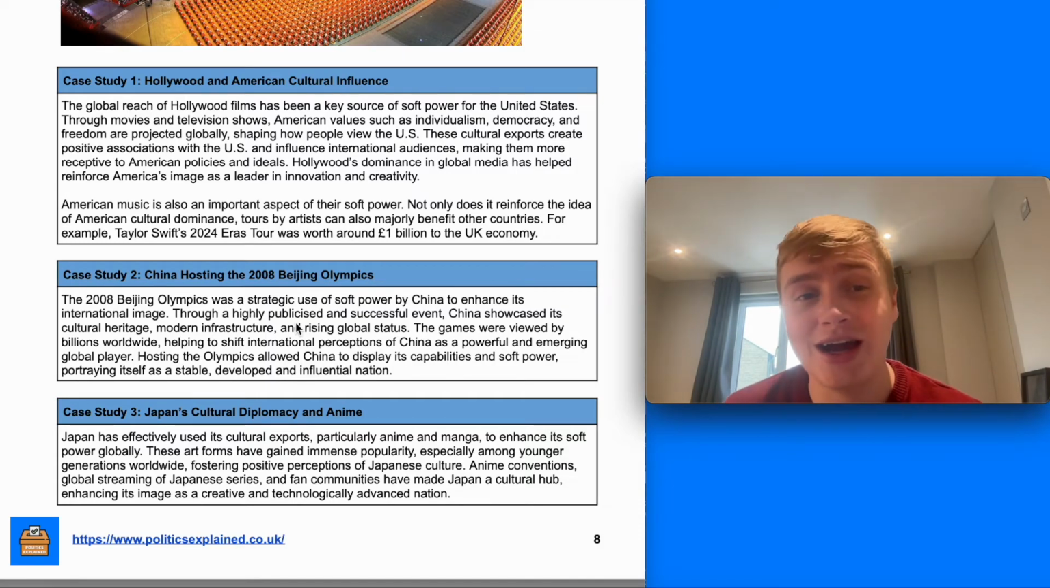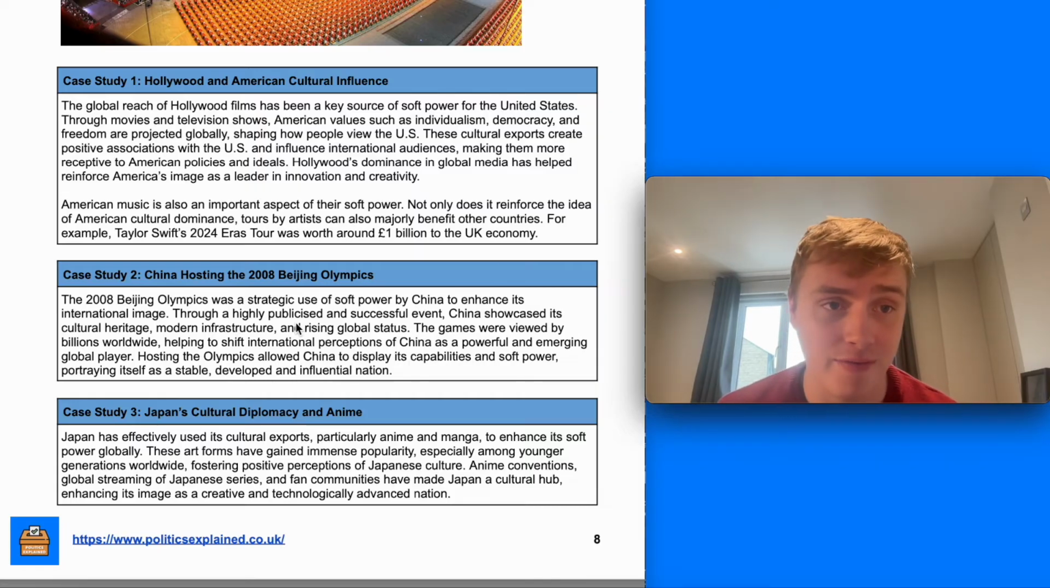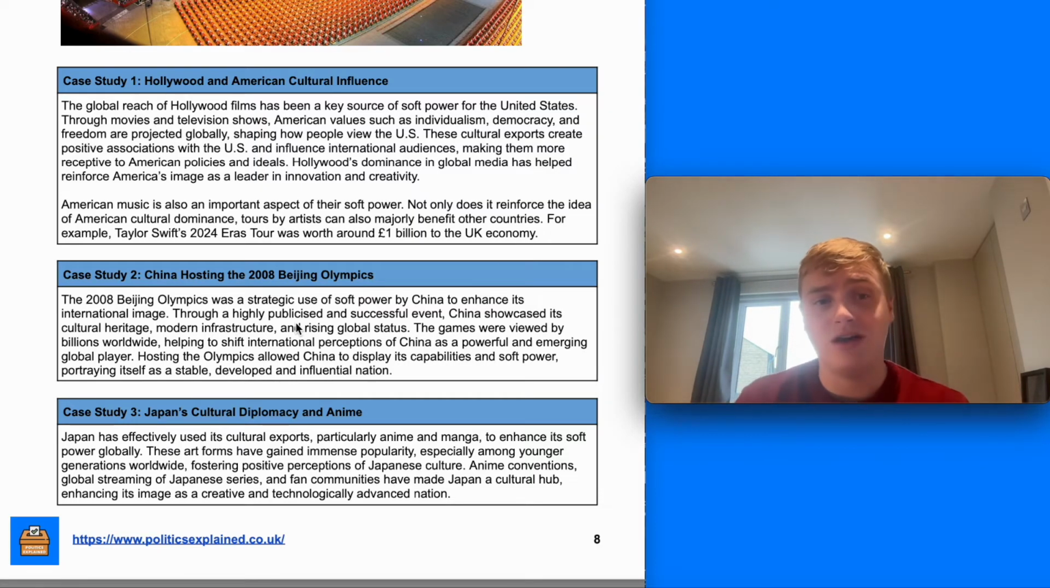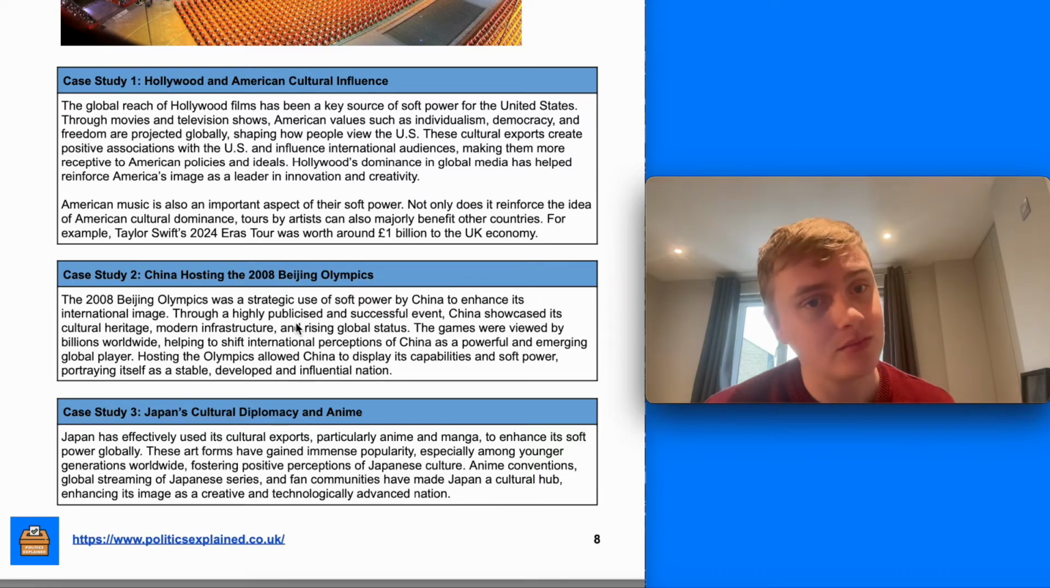Another example you could look at is Hollywood and American cultural influence. Hollywood films have a huge global reach, and they've been a key source of soft power for the United States because they're made in the US. They really project American values and ideas such as free market economies, freedom, individualism, democracy.